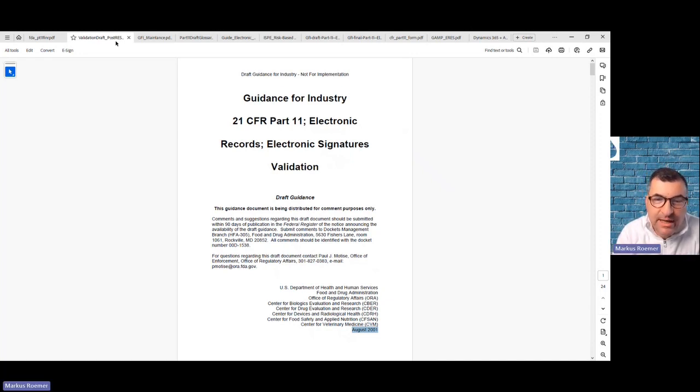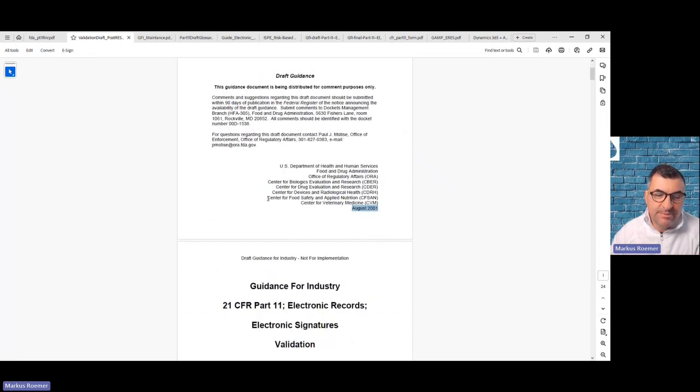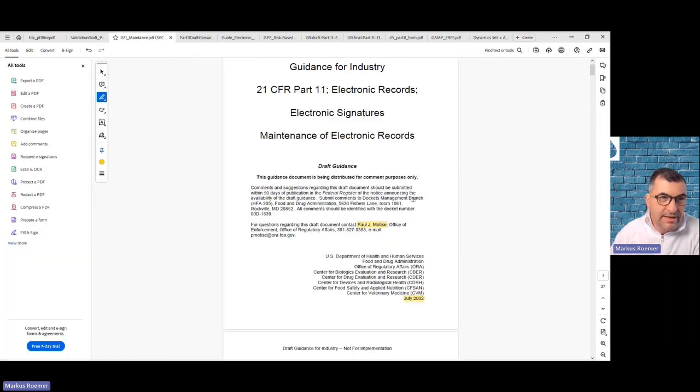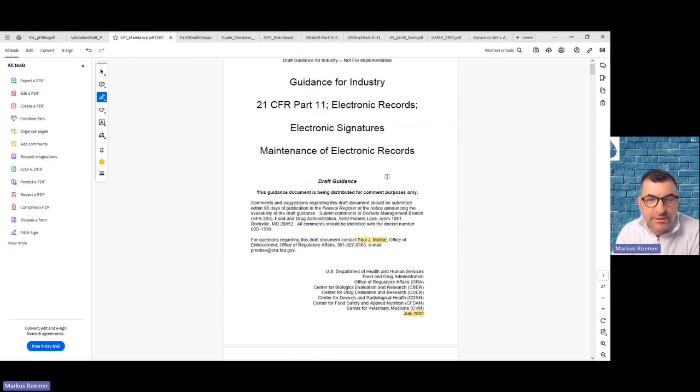So one of that was Part 11, electronic records, electronic signatures regarding validation, right? It was a little bit bizarre at this time if you read things like here, internet validation. Okay, we cannot validate the internet, and the US FDA was saying that too, but you see at this time where we had the thoughts on which topics. Then already in July 2002, again, somebody was drafting the second guidance for industry, Part 11, maintenance of electronic records.